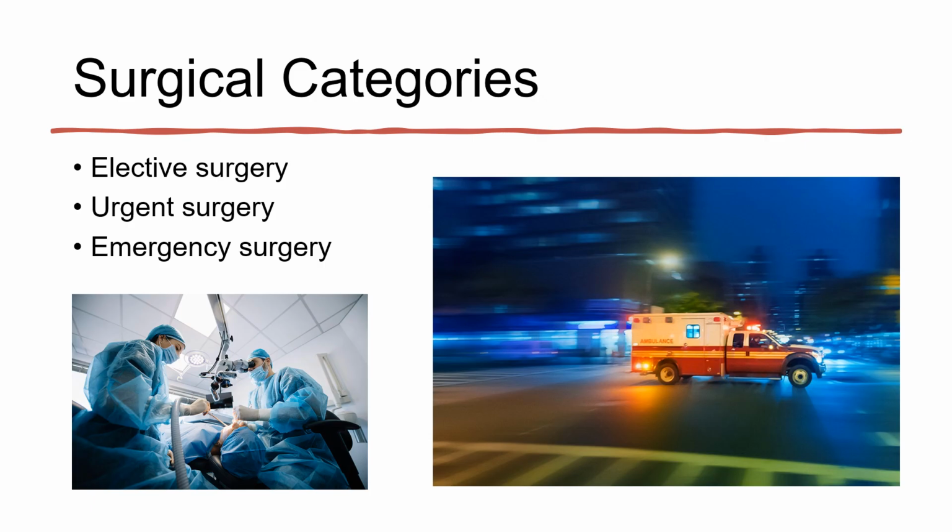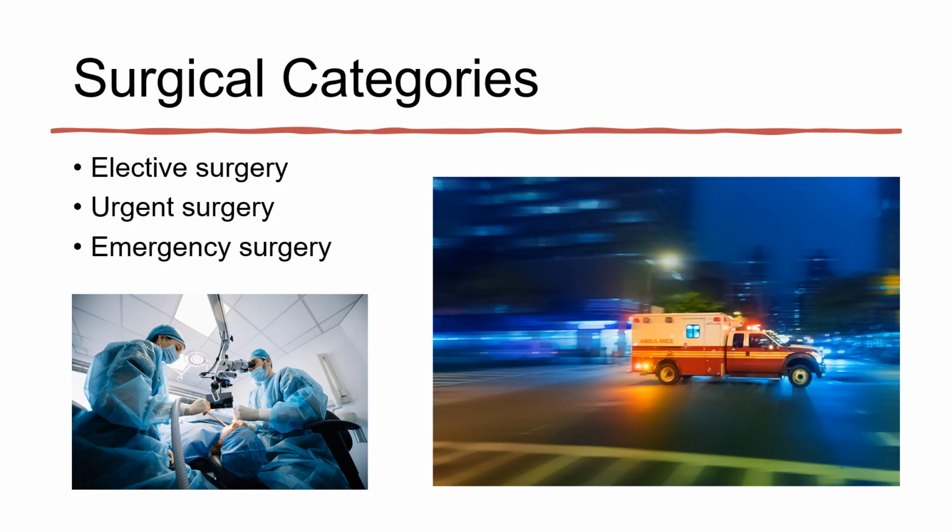Surgical categories. We have elective, we have urgent, and we have emergency surgery. So elective surgery is just that, you're electing to have it. It's not urgent, it's not an emergency. This can include maybe you have an issue, or maybe it's a cosmetic surgery. You want to have a tummy tuck, an abdominoplasty. So you can schedule that way in advance. You can schedule that 6 months from now. So it is an elective surgery.